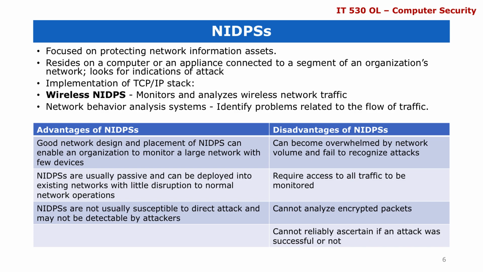And another great advantage is network intrusion detection and prevention systems are usually not susceptible to direct attack, and that is because they are very hard to be detected by attackers. As a result, it's really good at capturing data without really being identified.